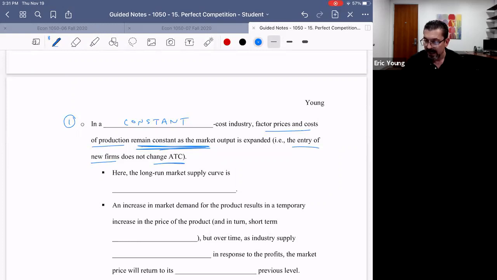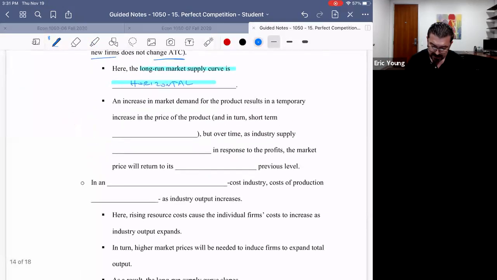The way it's going to pan out is that the long run market supply curve will be horizontal. Okay, I know you're thinking, I thought they were upward sloping. Well, in the short run, they are for sure, but in the case of the long run supply in a constant cost industry, the supply curve is horizontal. You ask, why is this?